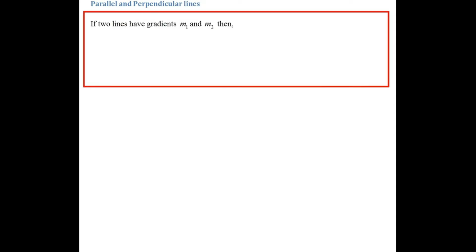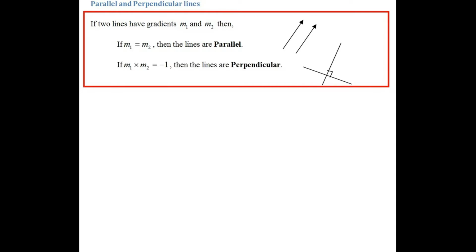Hi there, in this video I'm going to go through the concept of parallel and perpendicular lines. So if two lines have gradients m1 and m2, then if m1 equals m2 the lines are parallel, and if m1 times m2 is equal to -1 then the lines are perpendicular. In other words, if the product of their gradients equates to -1, you have perpendicular lines.